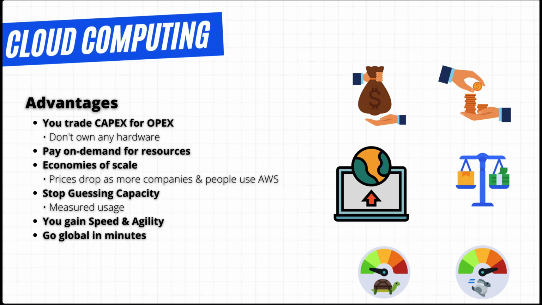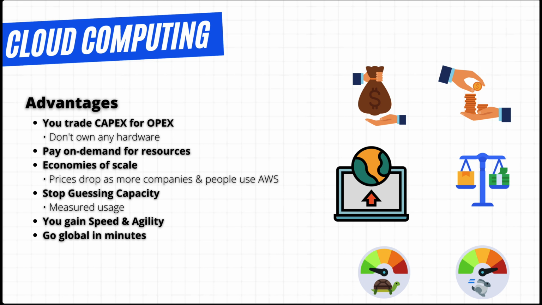Let's talk about the key advantages. Like mentioned before, in the cloud, we trade CapEx for OpEx, so we gain more operational expenses, but we significantly decrease our capital expenses. We pay for on-demand resources and don't own any physical hardware. This is a key advantage because we don't own the hardware failures. AWS does. We'll talk more about this in the shared responsibility model video in this course.